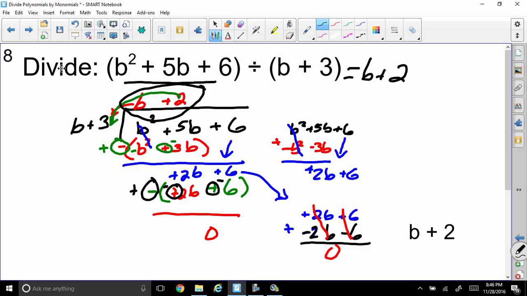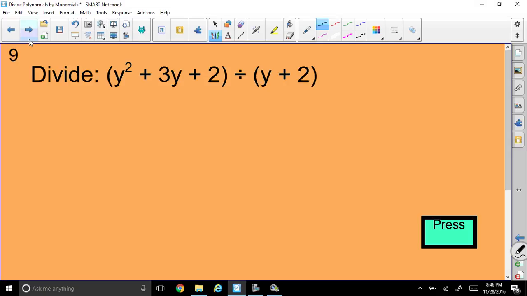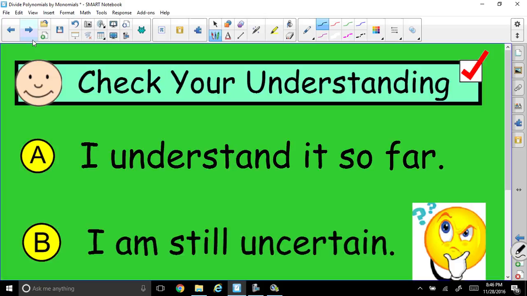So that was a good problem. I hope you enjoyed it. Here's one for you. Try to divide. Take your time. If you understand it, great. If you don't, just write down your questions and bring them in tomorrow, and I'll be glad to answer them in class.